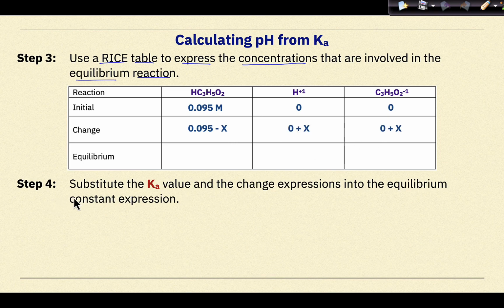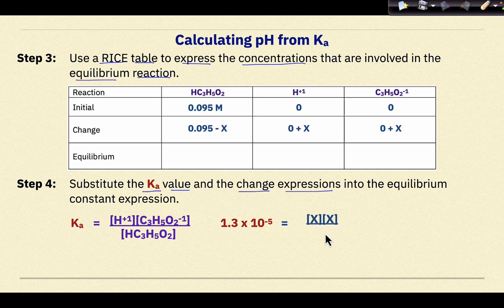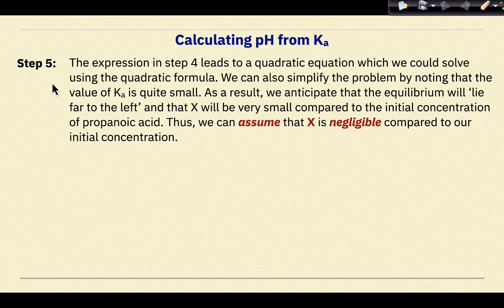And then we need to go on to step 4. We can't plug in x yet because we have not calculated x at this point. So we're going to substitute the Ka value and the change expressions into the equilibrium constant expression. So we're going to write Ka is equal to the hydrogen ion concentration times the propanate ion concentration divided by our concentration of propanoic acid. We're going to plug in our values. So Ka is equal to 1.3 times 10 to the negative 5. That's going to equal x times x divided by 0.095 minus x.